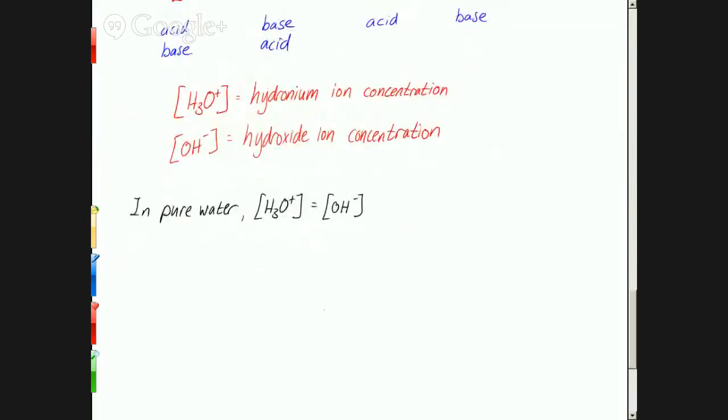And then here's how we get some information about acids and bases. Now we're not talking about the theoretical, what is an acid or a base. We're talking about an actual sample of acid, a jar of acid, a beaker of acid. The hydronium concentration is greater than the hydroxide concentration.